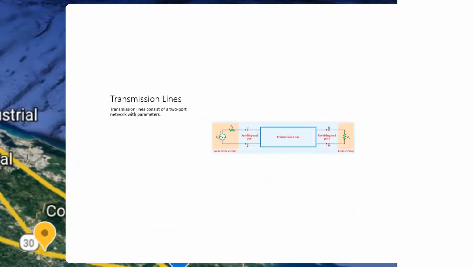The two-port network within the transmission line consists of network parameters. These parameters are resistance, inductance, and capacitance. These parameters also depict the amount of loss in the transmission line over distance.